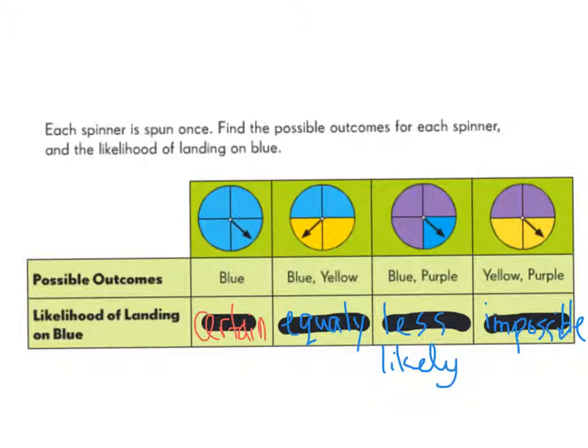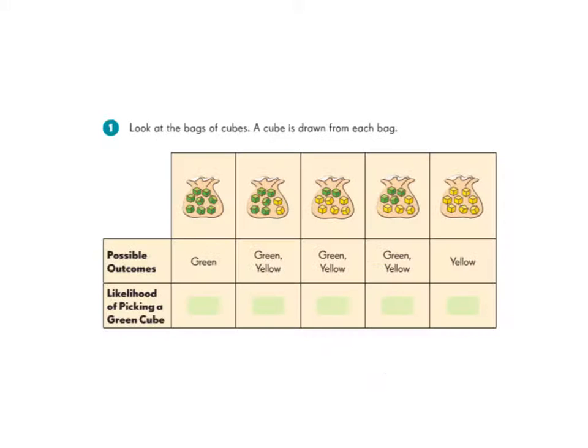So these are some of the vocabulary words that we need to remember. Certain, equally likely, less likely, impossible, and of course, more likely is not listed here. One last time, just to review, let's talk about it. We have a bag with cubes inside. This bag has all green cubes, so the possible outcomes are green. And here's the question we're going to be asking. What's the likelihood of picking a green cube? So in this bag, what's the likelihood of picking a green cube? Of course, the likelihood is certain.